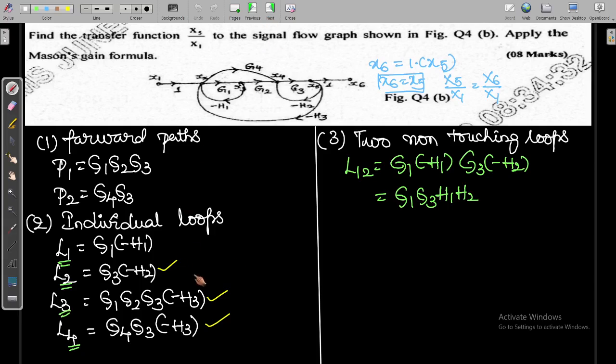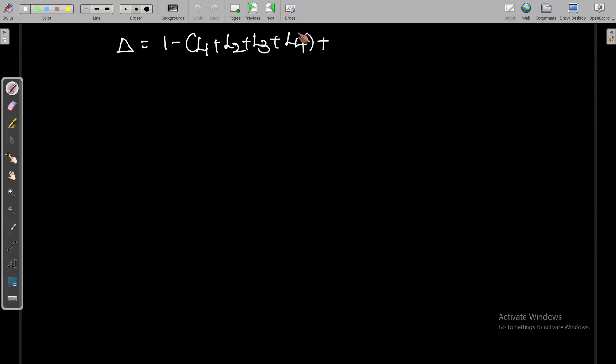So let us write the delta. Delta is equal to 1 minus the individual loops plus the non-touching loops. So how many individual loops are there? 4 individual loops, that is L1 plus L2 plus L3 plus L4, plus how many non-touching loops are there? Only L12.